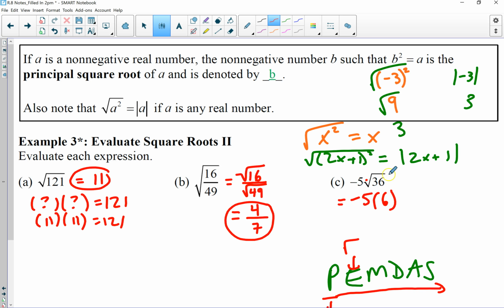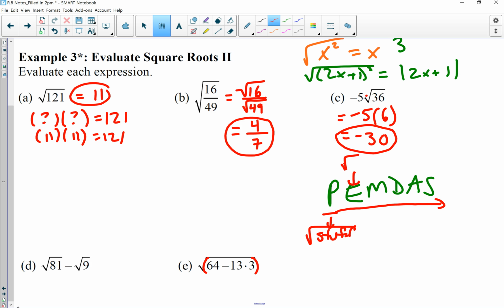And then in C, we were looking at where the root fell in our PEMDAS, and really the square root falls in the same position as an exponent. So I would do the square root first before we do the multiplication by negative 5. So we calculated the square root of 36 to be 6, and then we can perform our multiplication, and this becomes negative 30 as a final answer.